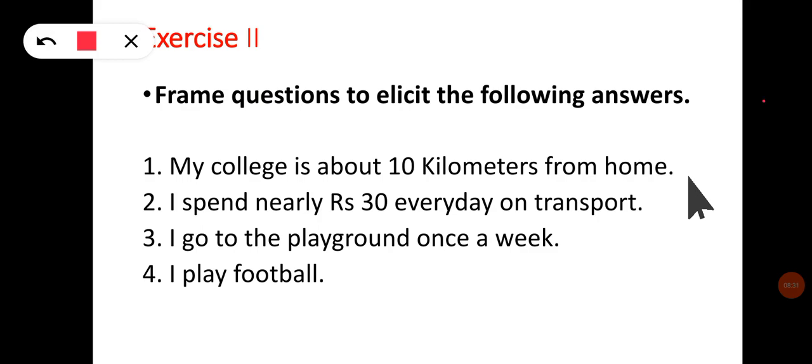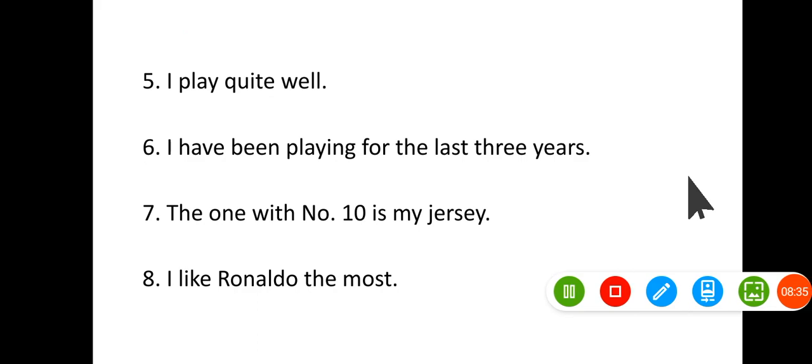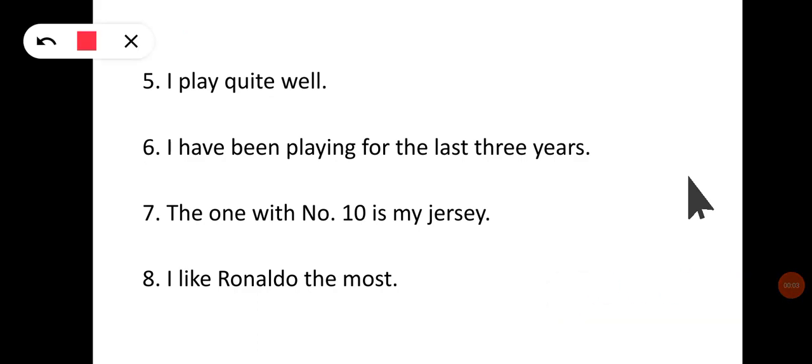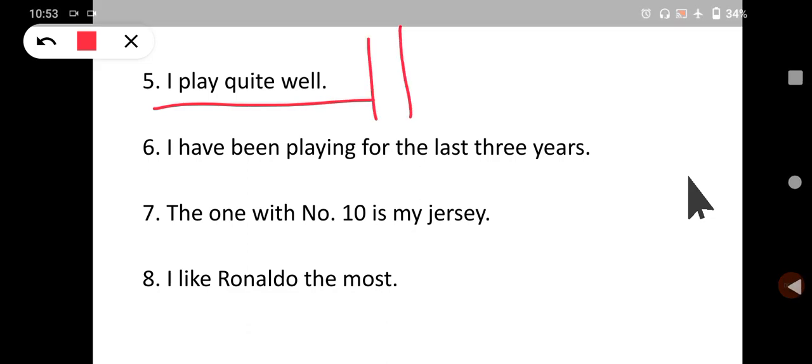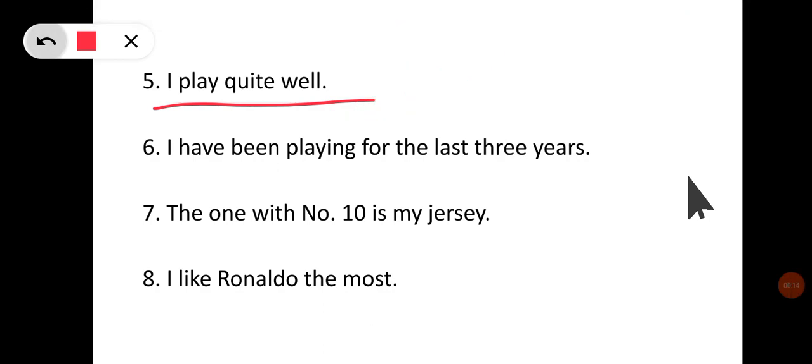Next one, I play quite well. So when do you get this answer? If you can ask, how do you play cricket, or how do you play football? I play quite well. Next, I have been playing for the last 3 years.